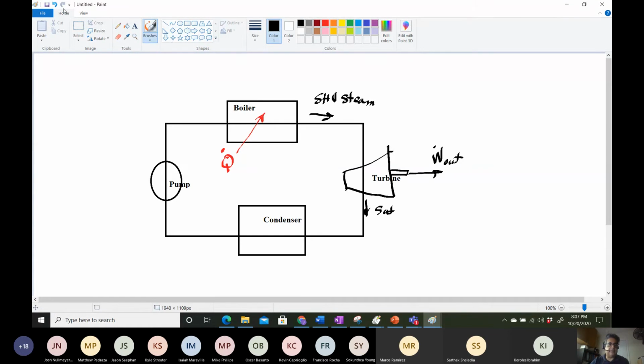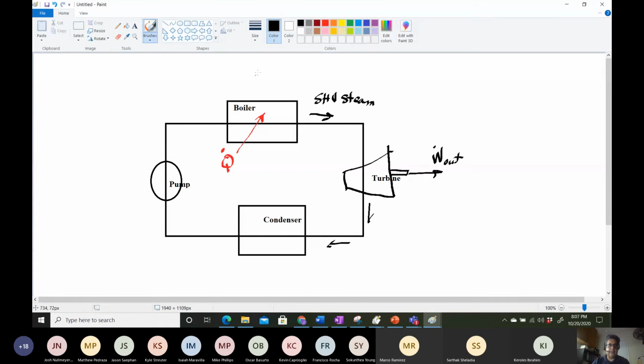I shouldn't say that because I don't know for sure. It comes out as some kind of a mixture, or it could even be superheated vapor. It doesn't really matter. But then it comes this way, and then it goes through a condenser.